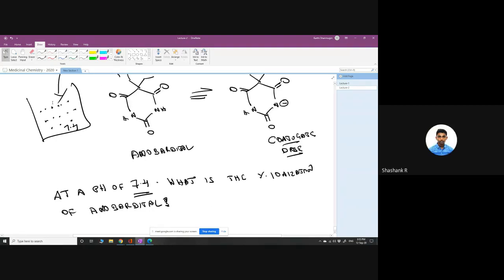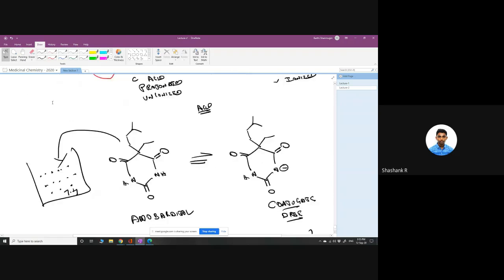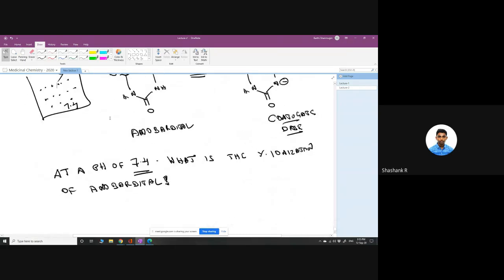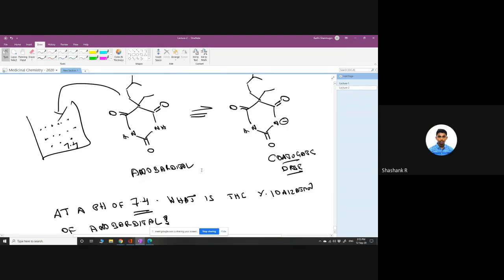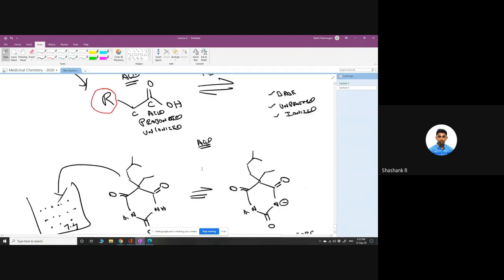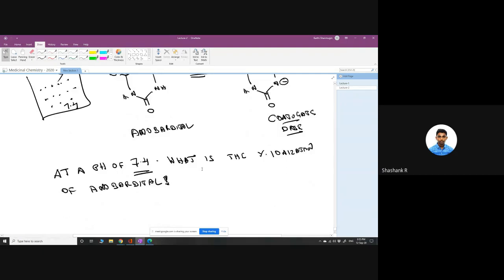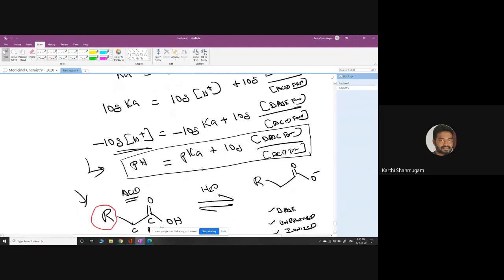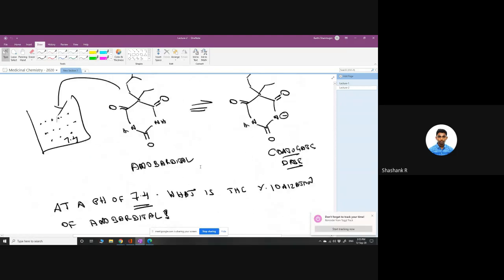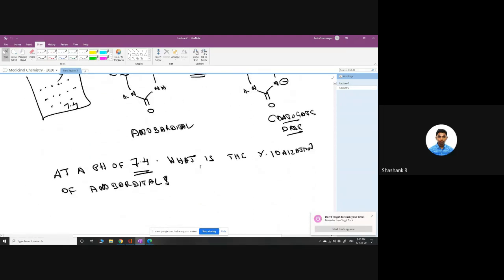Sir, first we should convert the pH into the concentration of H plus ions. Inverse log. The antilog of 7.4 would give the H plus ion concentration, sir. Okay, so what can I do with that H plus ion concentration? Sir, divide that with the initial concentration, the concentration of unionized amobarbital, and multiply by 100.